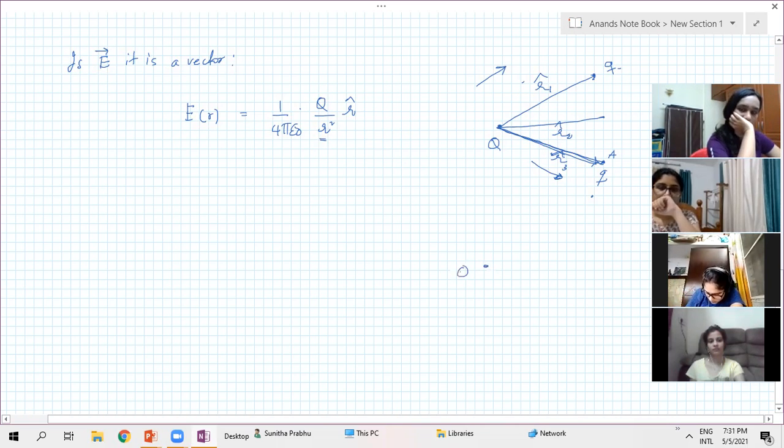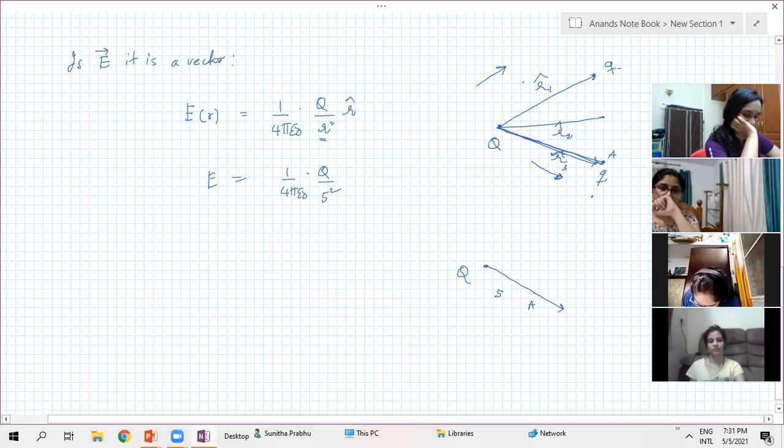For example, you will say find the electric field at a point A, which is at a distance of 5. Then you will say electric field magnitude is going to be 1 by 4 pi epsilon naught into capital Q divided by R square, means 5 square. What is the direction? Direction you will say along QA.